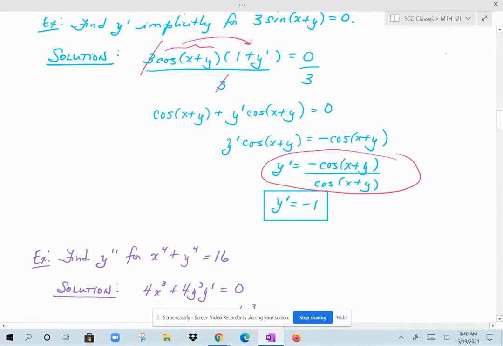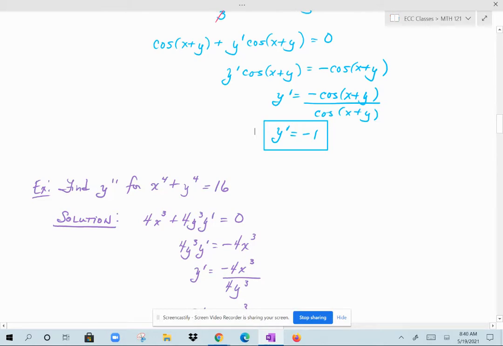Okay, so here's another problem that is defined implicitly. And we're going to find y double prime. So I have x to the fourth plus y to the fourth equals 16. So I don't have to use product rule like I did in the previous two examples. These are two separate terms. So the derivative of x to the fourth is, we're just using power rule, that's 4x cubed. And the derivative of y to the fourth is 4y cubed times the derivative of y, which is y prime. And the derivative of 16 is 0.